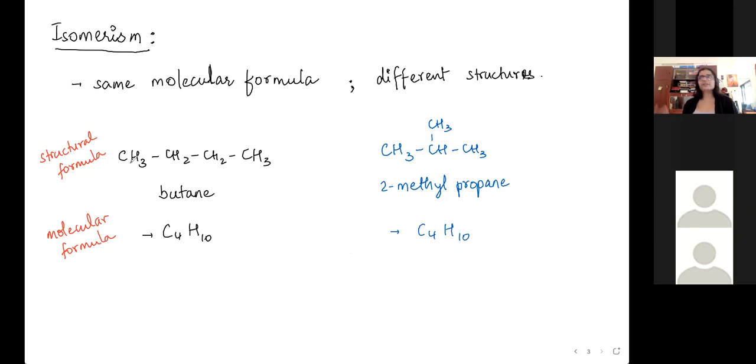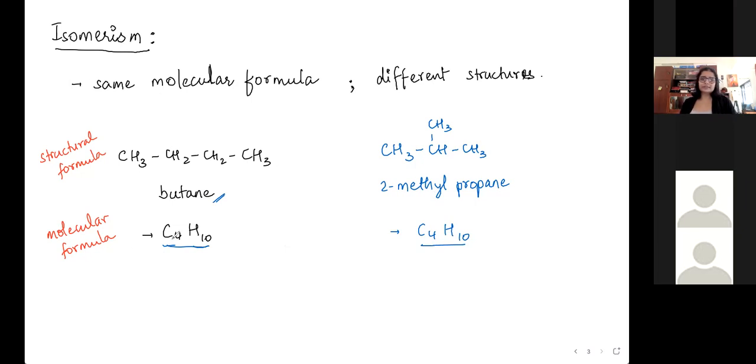Think of it as, let's say you have a cup full of Lego bricks. Now you can use the same Legos to build so many different structures, right? So this is also just like that. You have 4 carbon atoms and 10 hydrogen atoms. This is one way to arrange them, where you get butane. And this is another way to arrange them, where you get 2-methyl propane. But the building blocks that you used are the same. Both have the same molecular formula, which is C4H10, in both cases. So this is what isomerism is.